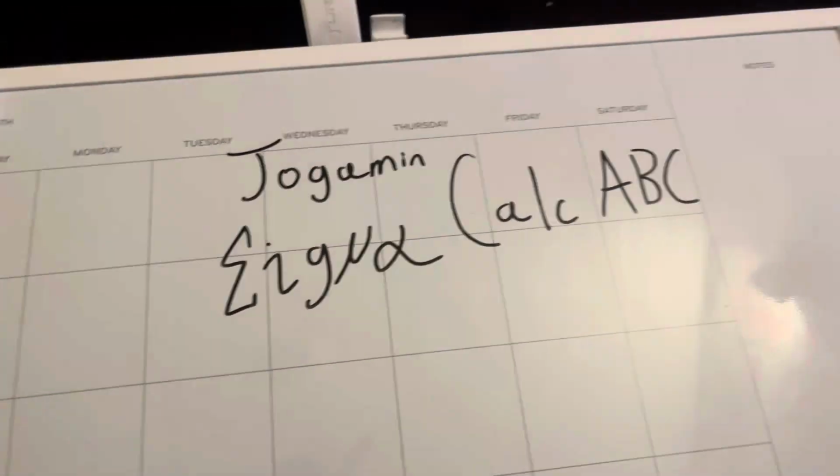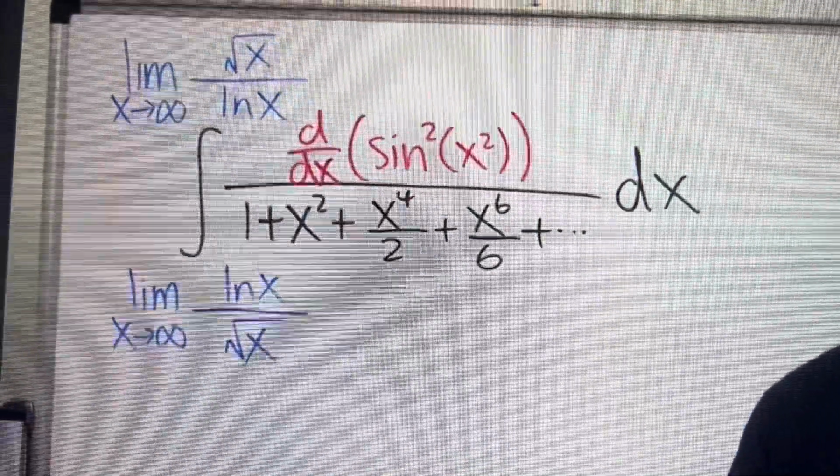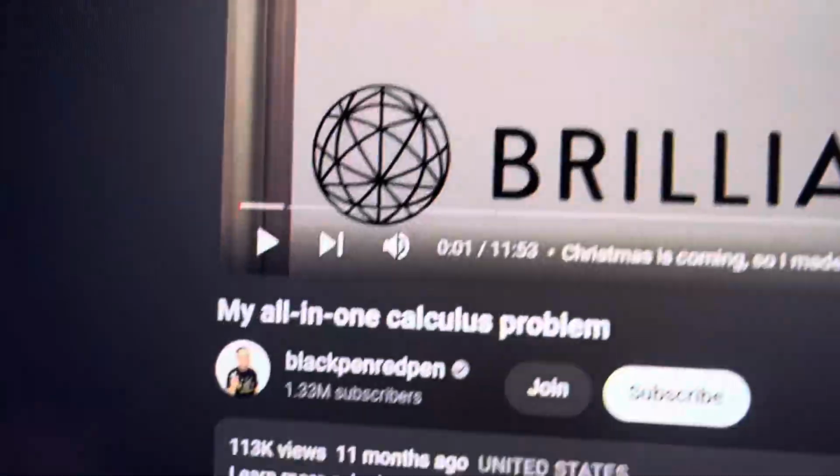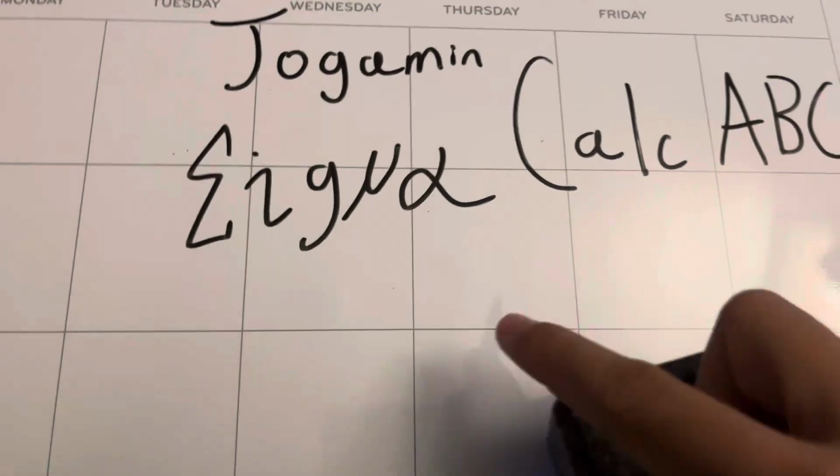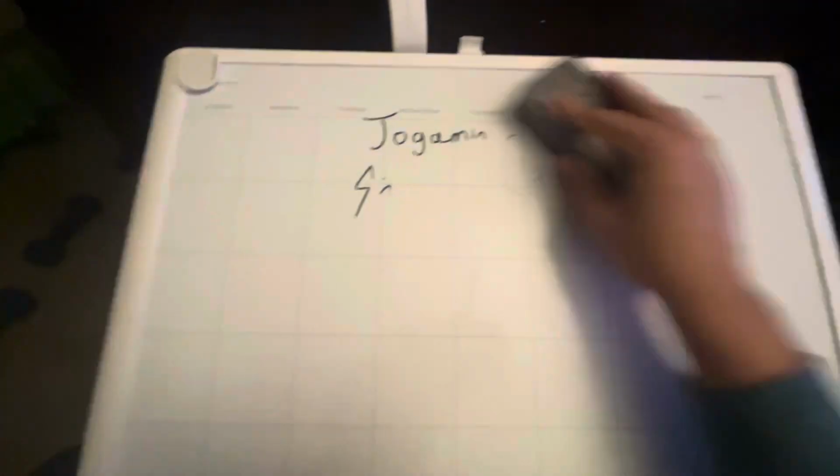Today we'll be doing an interesting problem. I found this problem over here on YouTube. It was called "my all-in-one calculus problem," and I decided I wanted to do it. So this is my first attempt doing this. This is JOCADEMY Sigma Calc ABC. Okay, let's start.